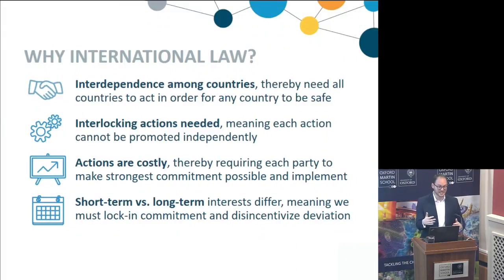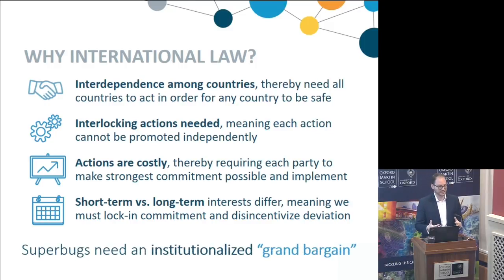That we should all be pursuing. And more specifically, I think here are just some key reasons why international law would be relevant, is because there is such interdependence among countries, which means that we need all countries or most countries to act in order for any country to be safe. It's not just that we need action, we need interlocking action. And how do we do that? How do we get those interlocking actions? Unless it's through a coordinated mechanism. These actions are costly, which means we need to make sure that each party, for them to invest, they need to know that other countries are going to invest too at the same time. And fourth, we need to be able to lock in commitments, and disincentivize deviation, because unfortunately on this problem, most of the costs are short-term, most of the benefits are long-term. And so from that perspective, it's clear that we need an institutionalized grand bargain in order to make progress in this space.